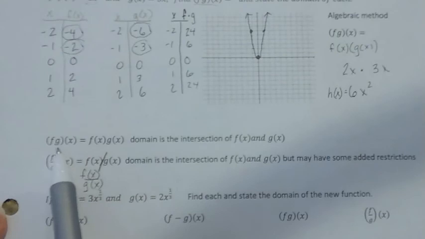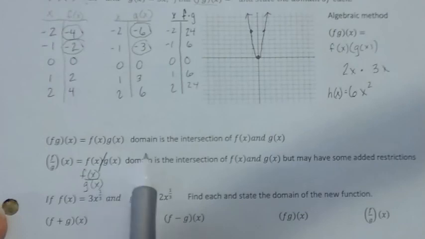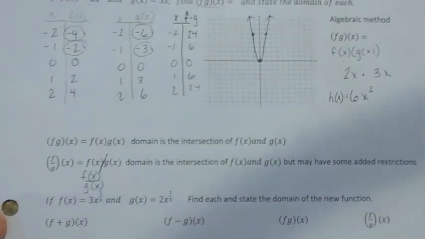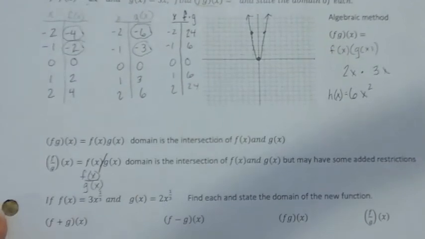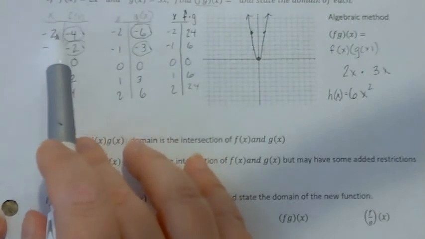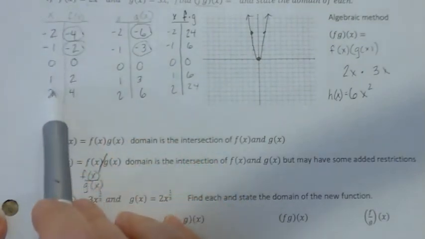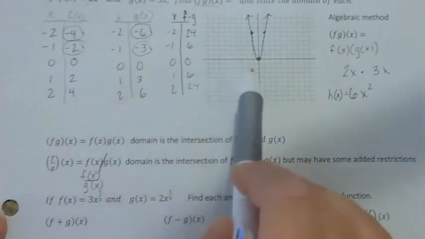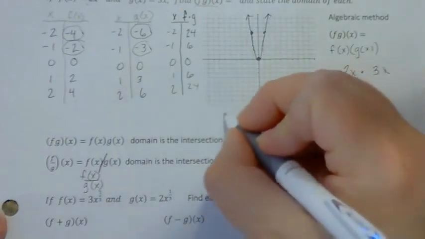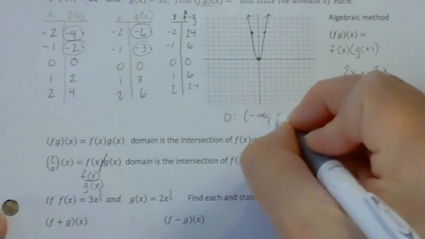So here's the notation when we're going to multiply. (fg)(x) is f times g of x. And the domain is going to be the intersection of the two. And I'll try to explain what I mean by that throughout the next examples. Here, the domain on this one, I could put any values in for x. Here I can put any values in for x. So any value for x, the domain on this one is going to be negative infinity to infinity.